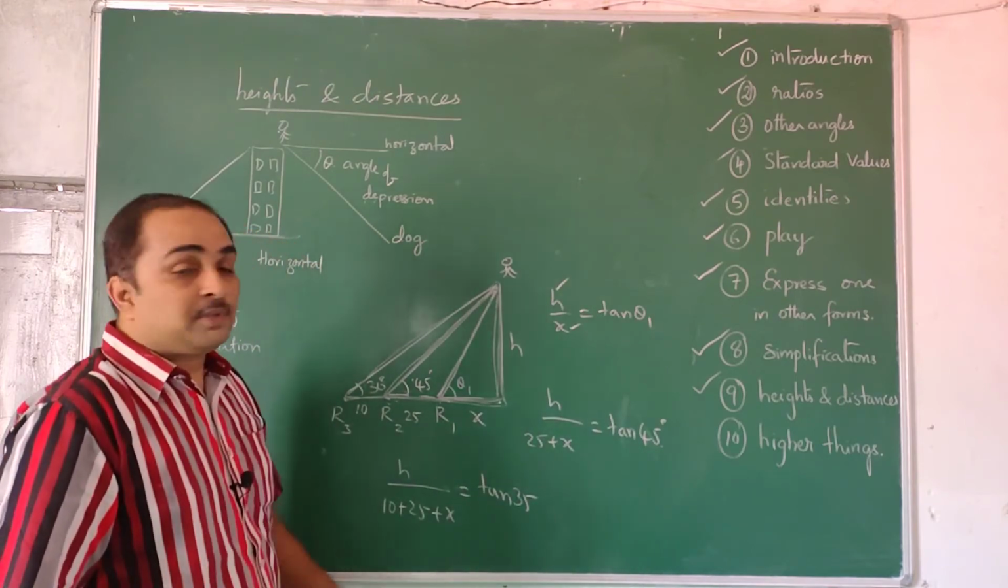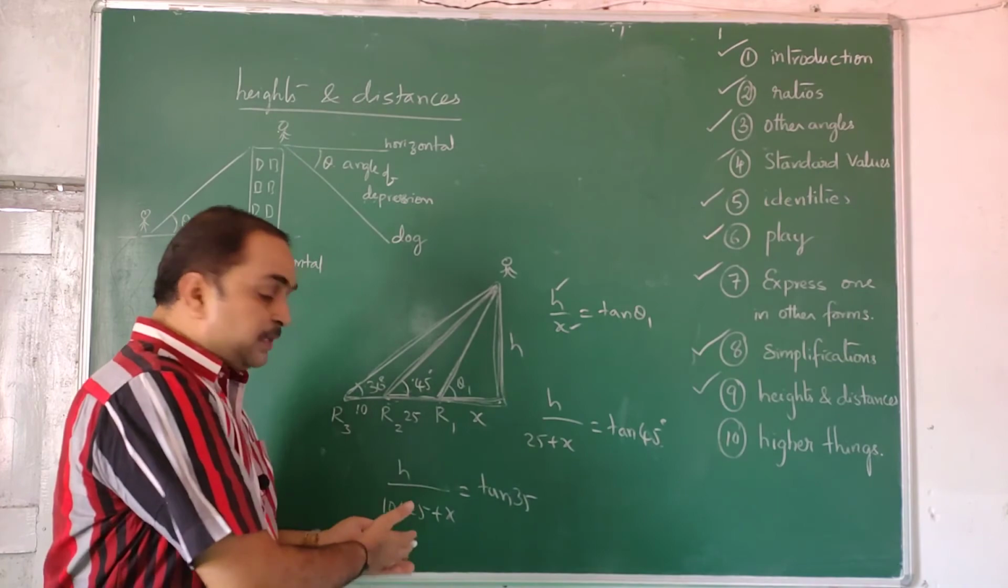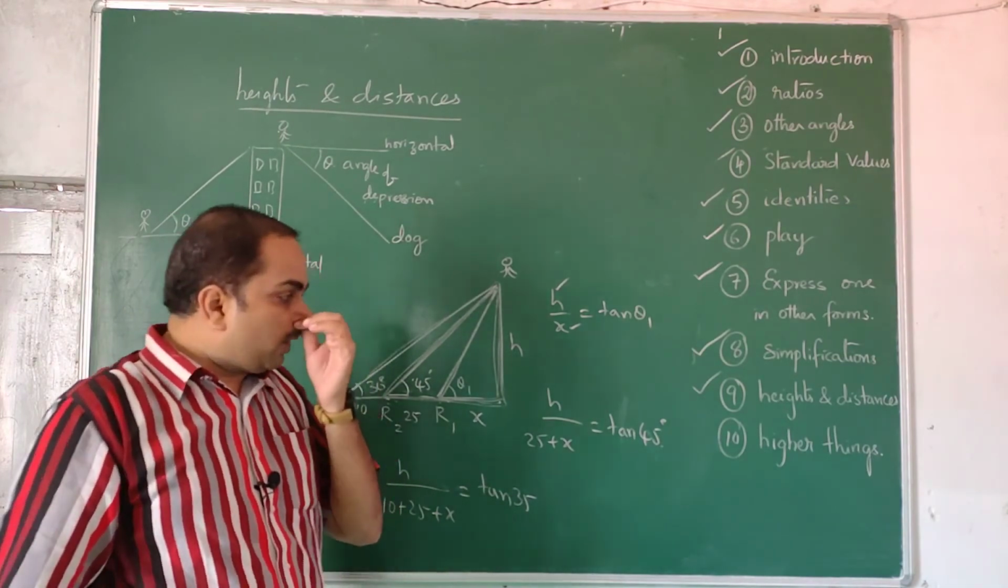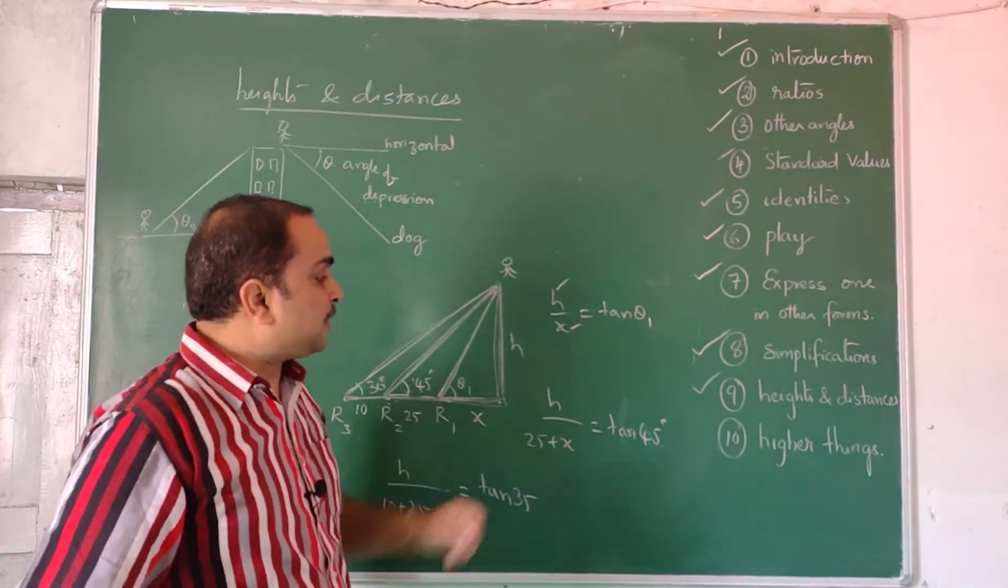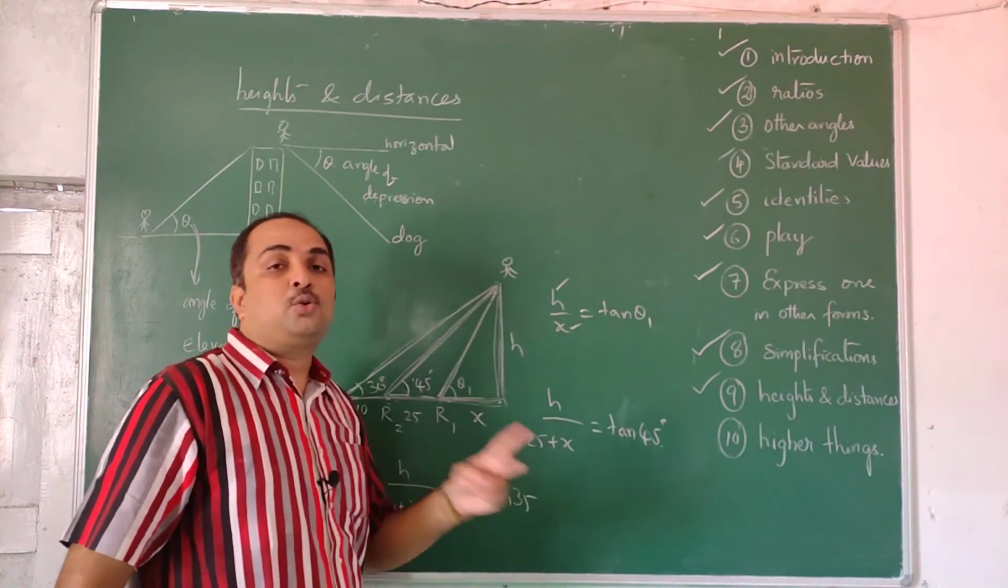So we have 3 unknowns, h, x, theta 1. You have developed 3 equations. Start solving them. Many a time what happens is beginners, they will develop one equation and they will be struggling with that, because with this single equation we cannot know 2 unknowns.